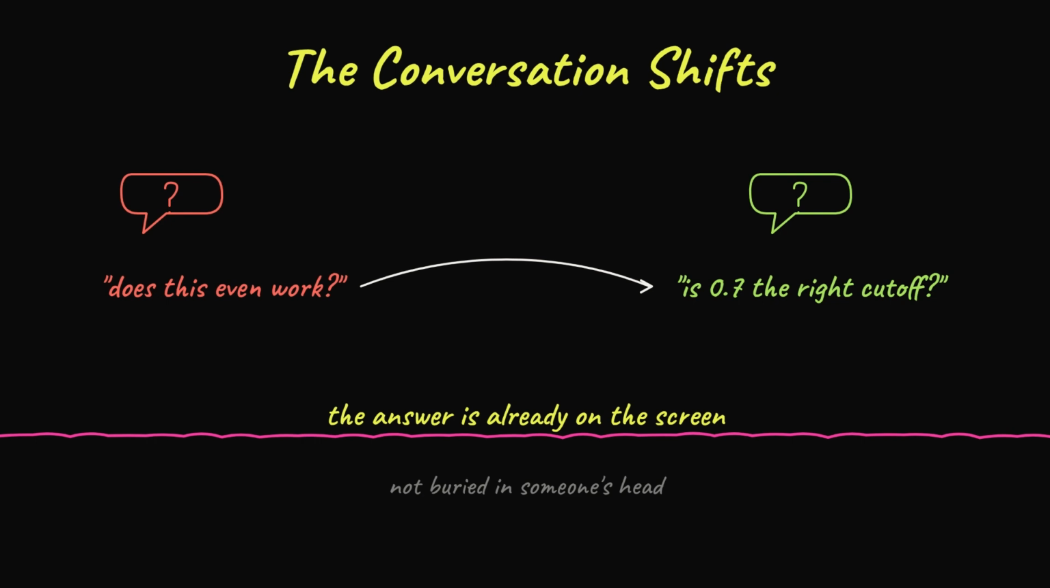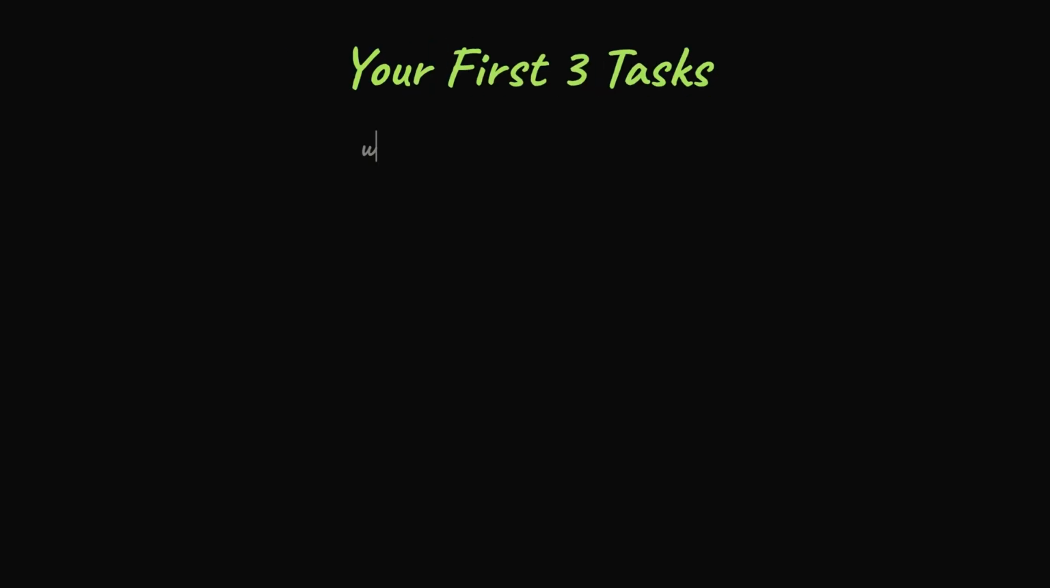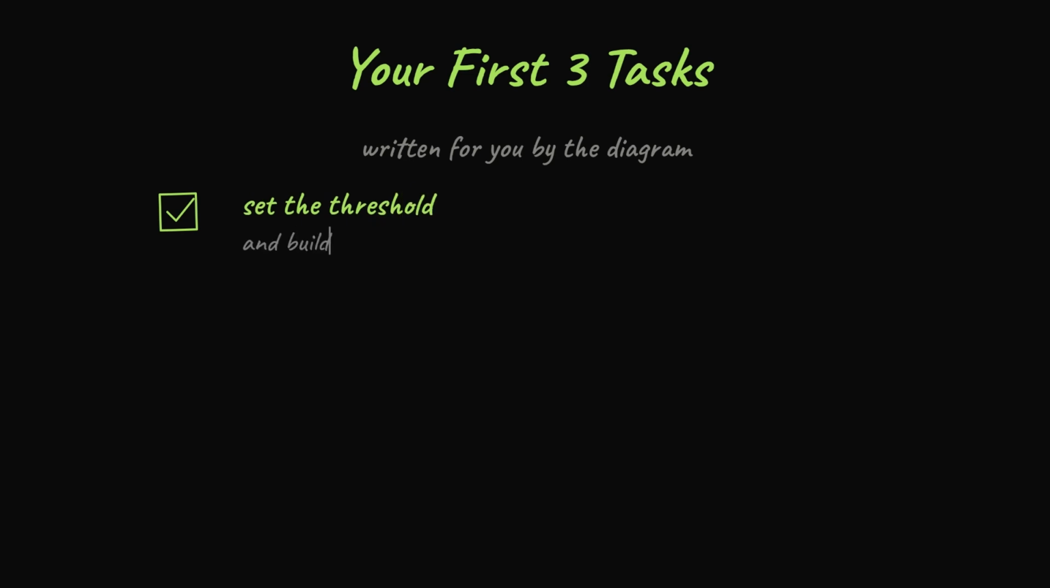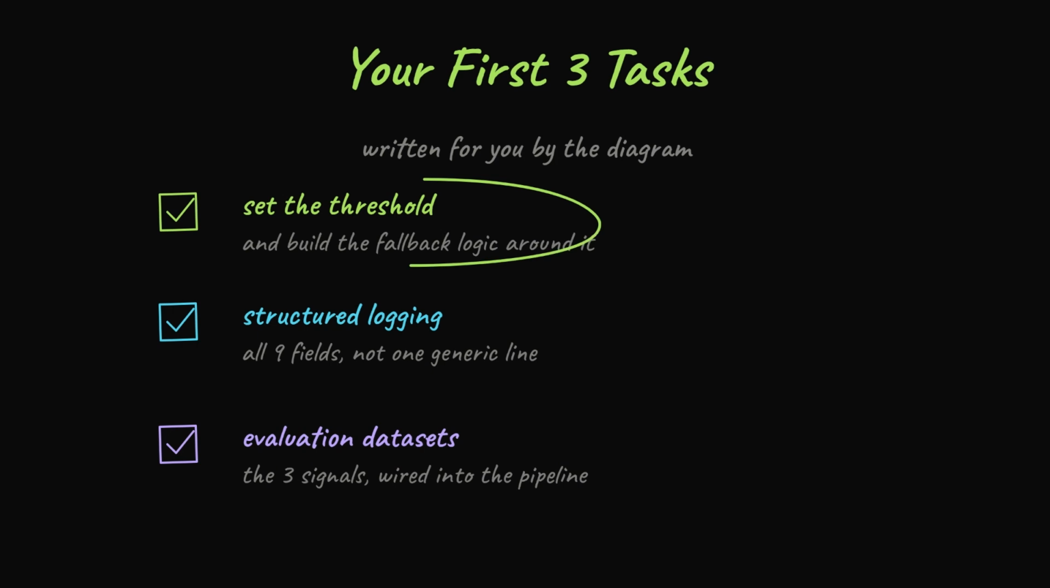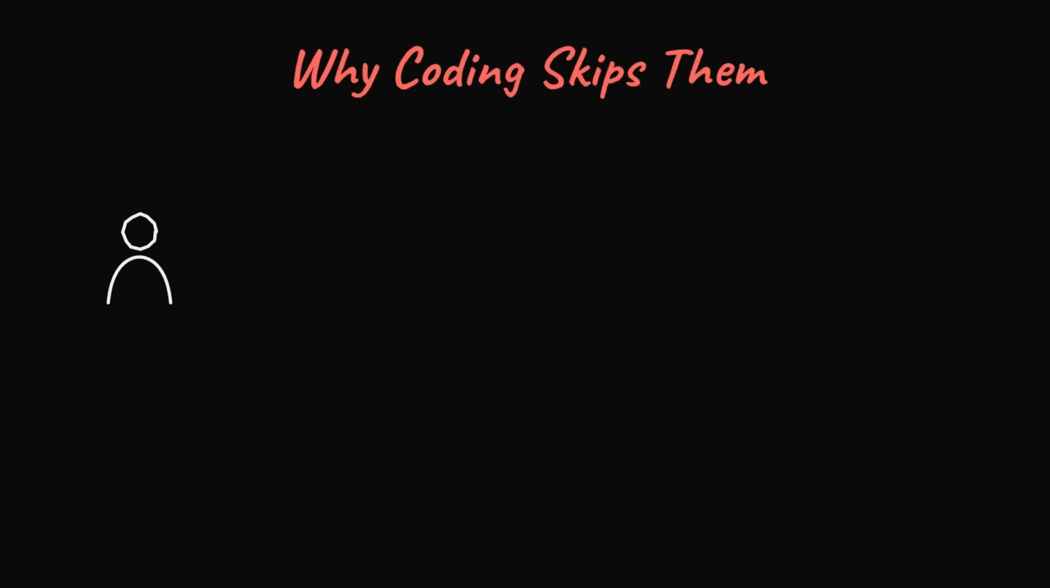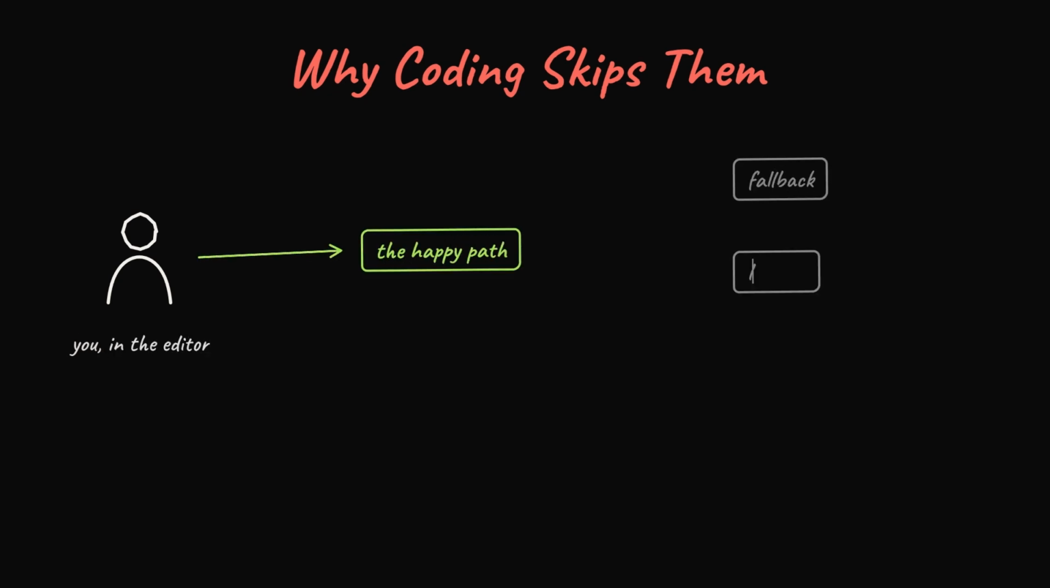By the time you close this diagram out, you basically have your first 3 engineering tasks written for you. Set the actual similarity threshold and build the fallback logic around it. Build structured logging that captures all 9 of those fields, not just a generic log line. Set up evaluation datasets for retrieval relevance, answer quality, and citation accuracy, and make sure your pipeline is actually writing to them. None of those 3 tasks show up if you skip straight to coding, because coding tends to focus you on making the happy path work first and everything else becomes an afterthought.